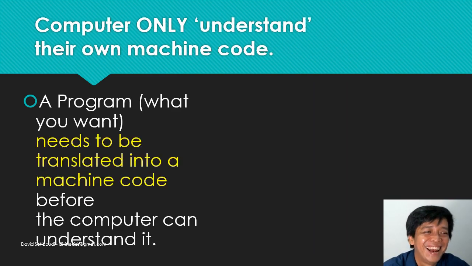Okay. Now, computers only understand their own machine code. So basically, the computer doesn't speak our human language. The computer speaks their machine code, their machine language. A program, what you want, needs to be translated into machine code before the computer can understand it.